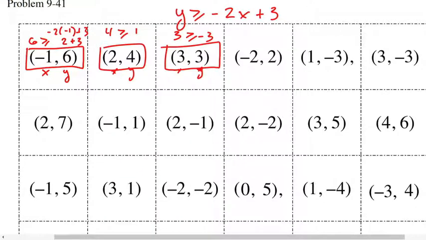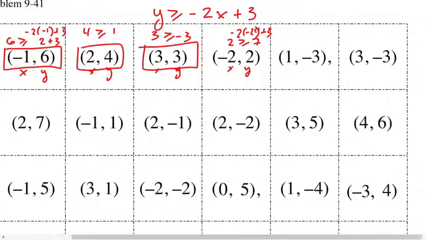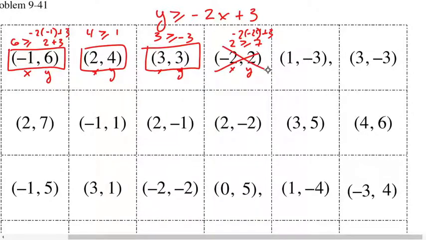Let's not skip. Let's do this one next. What about this one? If I plug this in, here's my x, here's my y. I've got negative 2 times negative 2, which is 4, plus 3. So this is 4 plus 3, which is the number 7. And then here I've got y is 2. Is 2 greater than or equal to 7? No. Okay, so this is my first one that does not work.